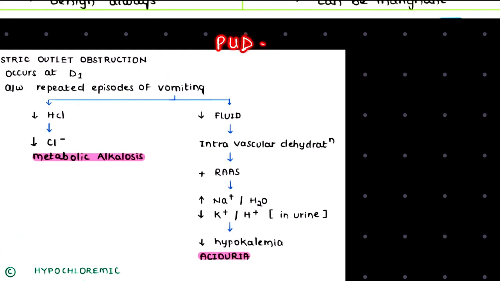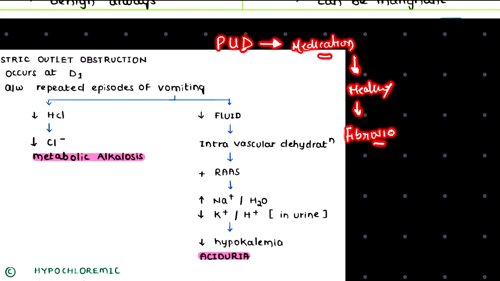Peptic ulcer disease. The person who has peptic ulcer disease will start taking medication, right? On taking medication, the region in which there was an ulcer will start healing. In the process of healing, there will be fibrosis.